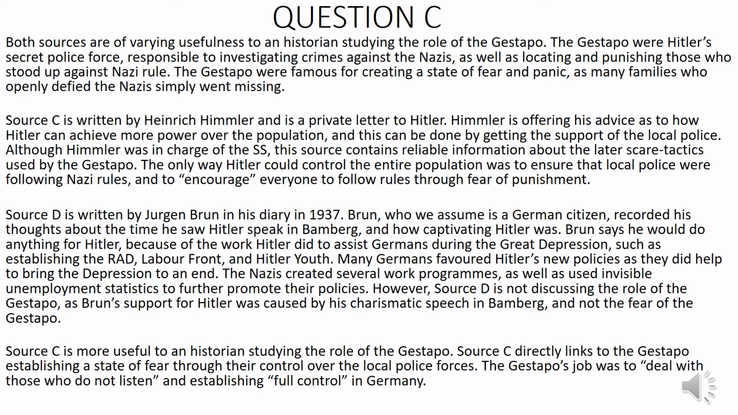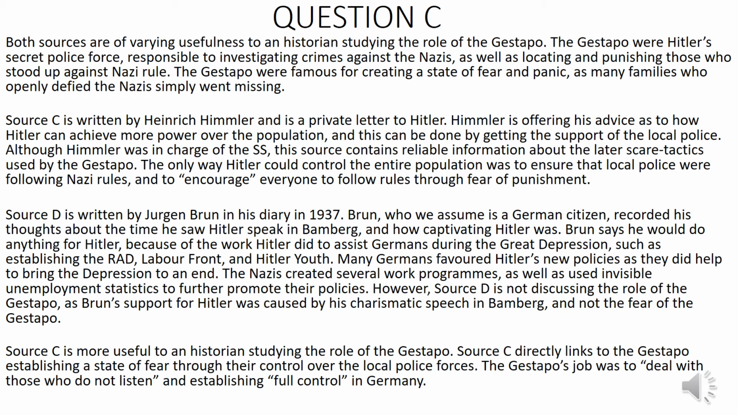The Gestapo were Hitler's secret police force, responsible for investigating crimes against the Nazis, as well as locating and punishing those who stood up against Nazi rule. The Gestapo were famous for creating a state of fear and panic, as many families who openly defied the Nazis simply went missing. Source C is written by Heinrich Himmler and is a private letter to Hitler. Himmler is offering his advice as to how Hitler can achieve more power over the population, and this can be done by getting the support of the local police.